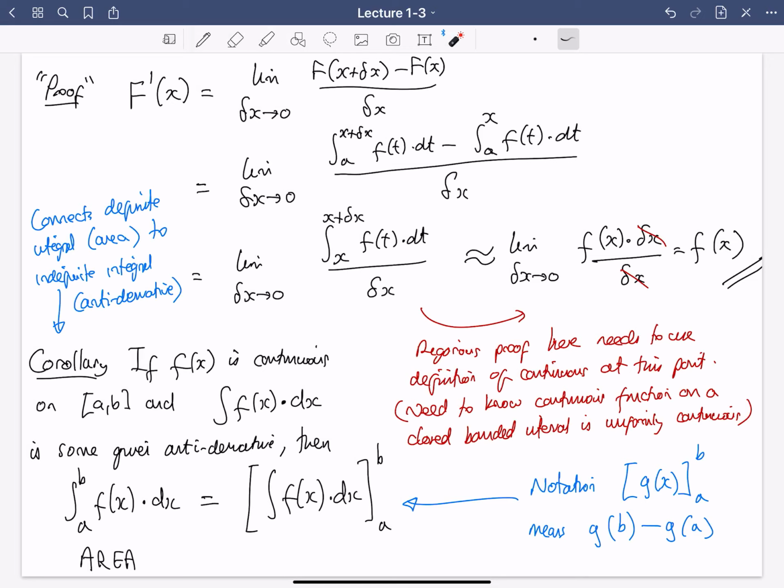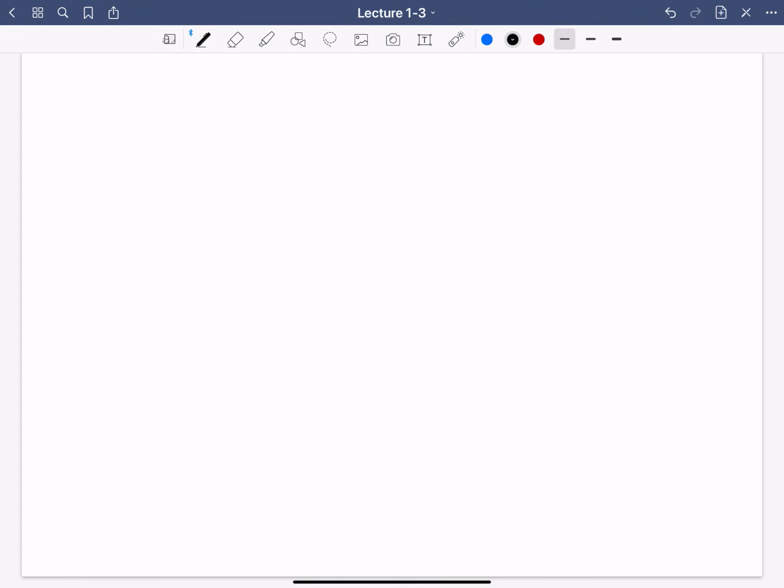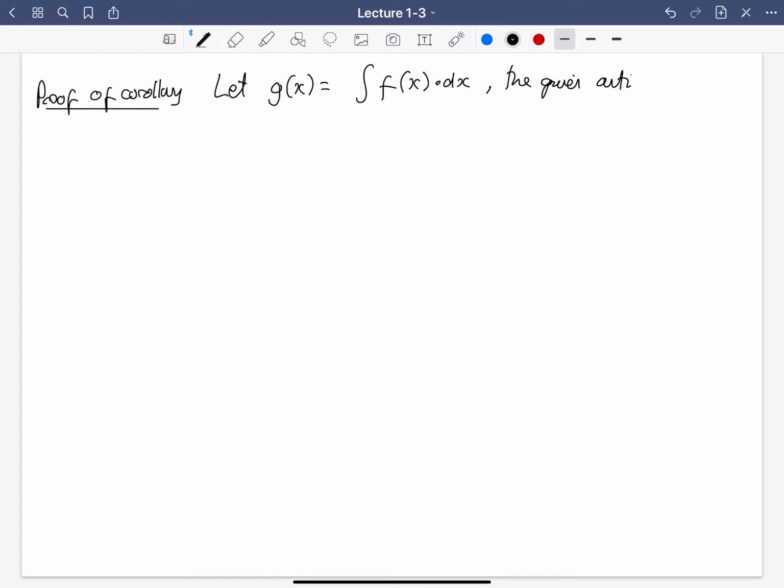Okay, so the corollary is very easy to prove. Let's quickly prove the corollary. So let me see, just so we don't get lost here, let g of x be short for the given antiderivative of f of x. And let big F of x be that area function as usual. So that was the integral from a to x of f of t dt.